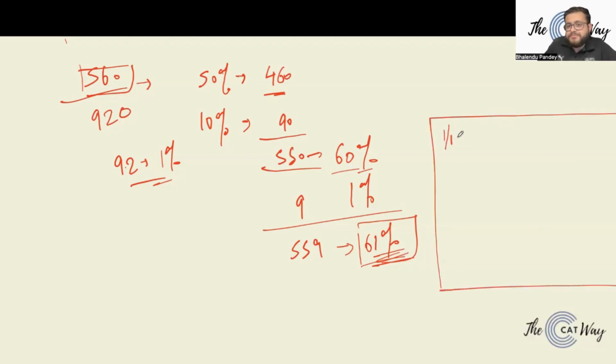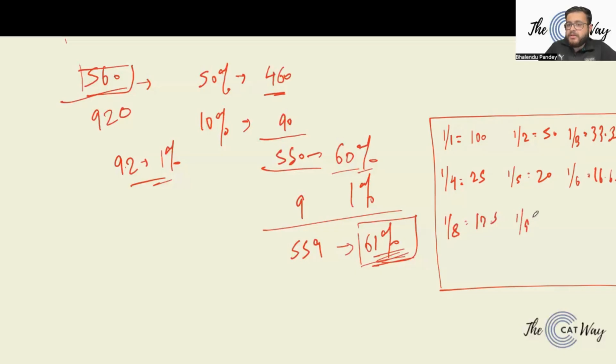So 1 by 1, 100%, 1 by 2, 50%, 1 by 3, 33.33%. Right? 1 by 4, 25%, 1 by 5, 20%, 1 by 6, 16.66%, 1 by 8, 12.5%, 1 by 9, 11.11%, 1 by 10, 10%, 1 by 11, 9.09%, right? 1 by 12, 8.33%, right?